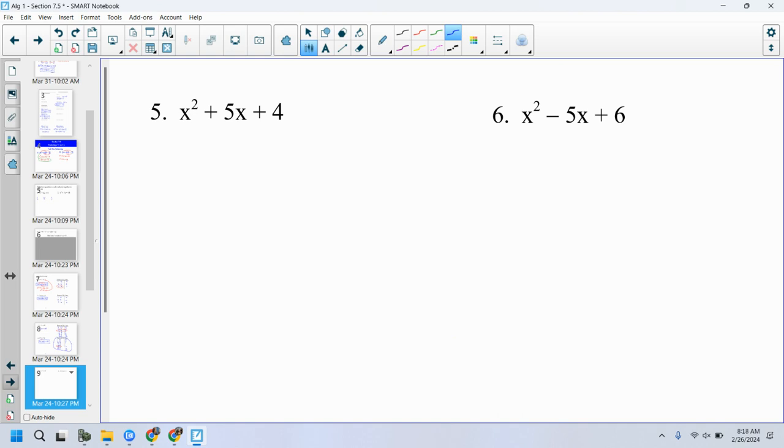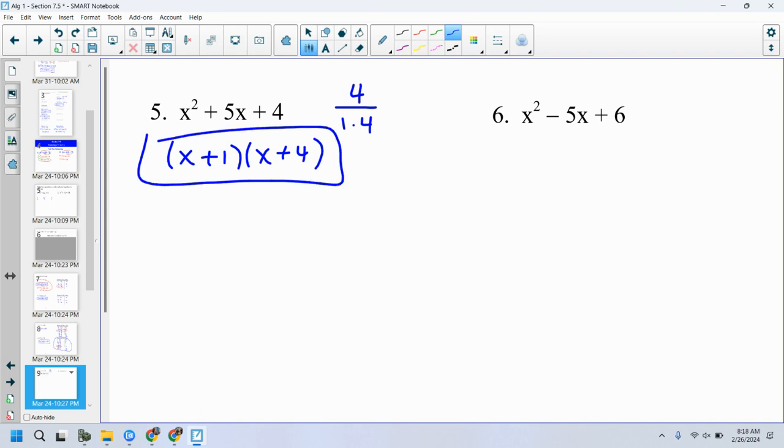What am I going to find the factors of in this case? 4. Which set of factors of 4 add together to be 5? 1 and 4. Do we all see that? So all I'm going to say is 1 times 4. Perfect. That's enough work to show. X plus 1, x plus 4. Done. You see that? That's what I would love to see in the end. Write out your last number, write out the factors underneath it, put it as 2 binomials.